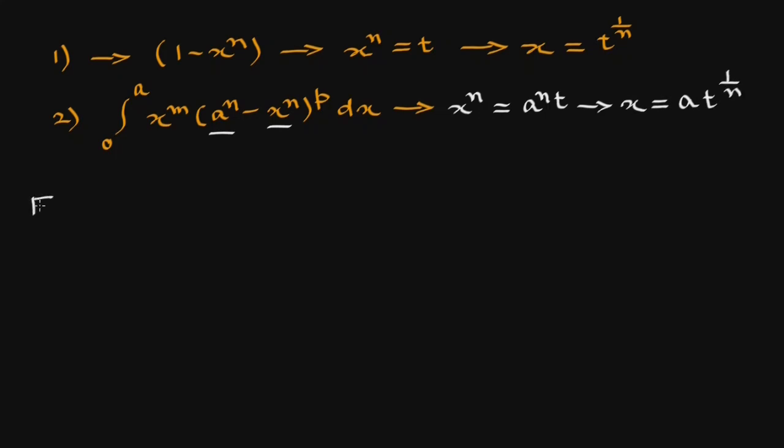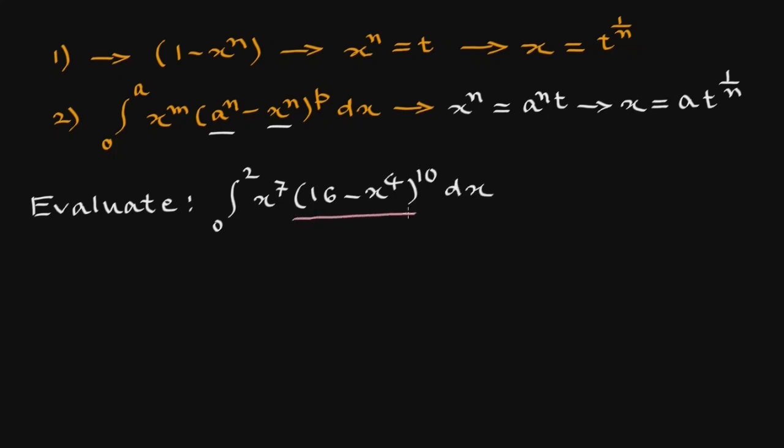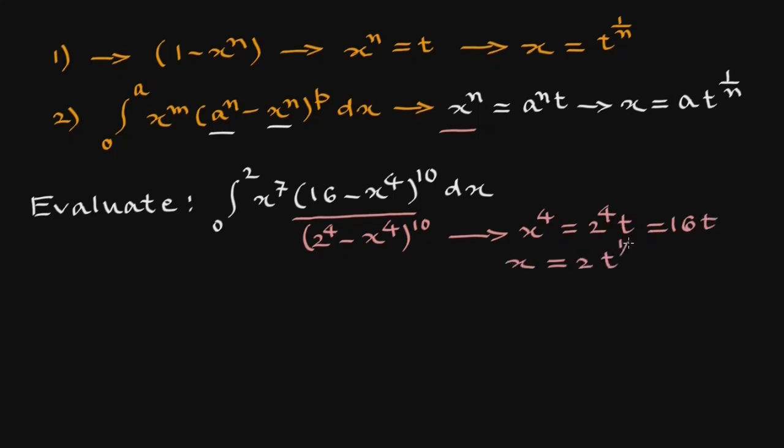So in the evaluation of the integral from 0 to 2 of x raised to 7 into (16 minus x raised to 4) raised to 10 dx, we write this as (2 raised to 4 minus x raised to 4) raised to 10, and substitute, as decided here, x raised to 4 equals 2 raised to 4 t, that is 16t, so that x becomes 2 t raised to 1 upon 4, and dx equals 2 into 1 upon 4 t raised to 1 upon 4 minus 1 dt.